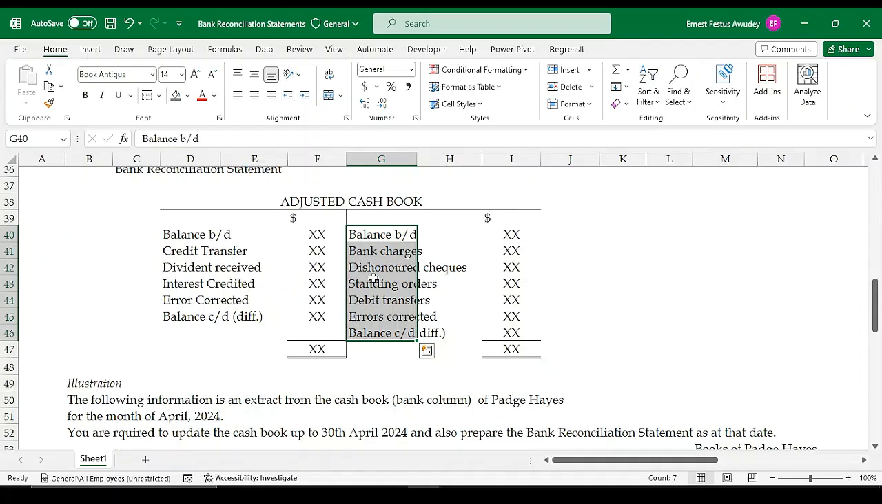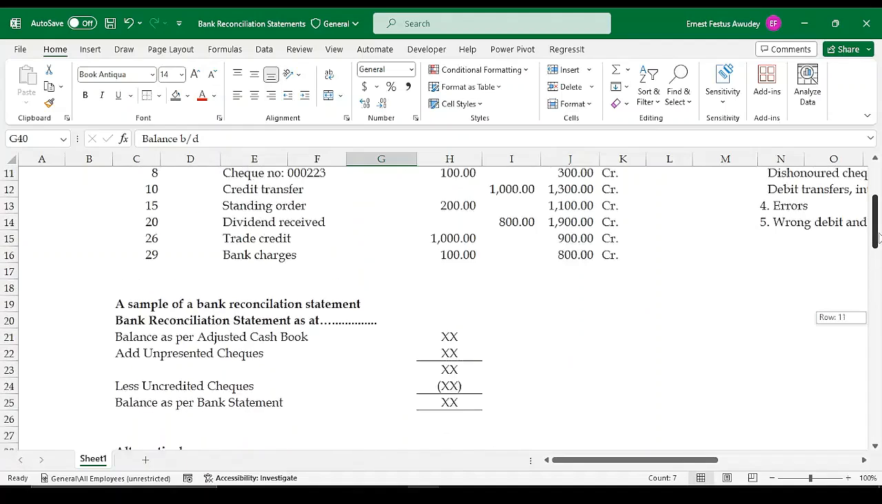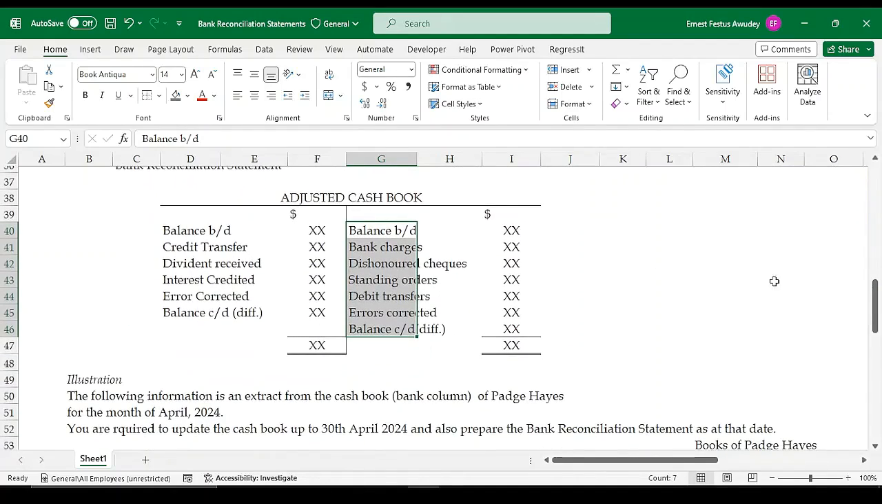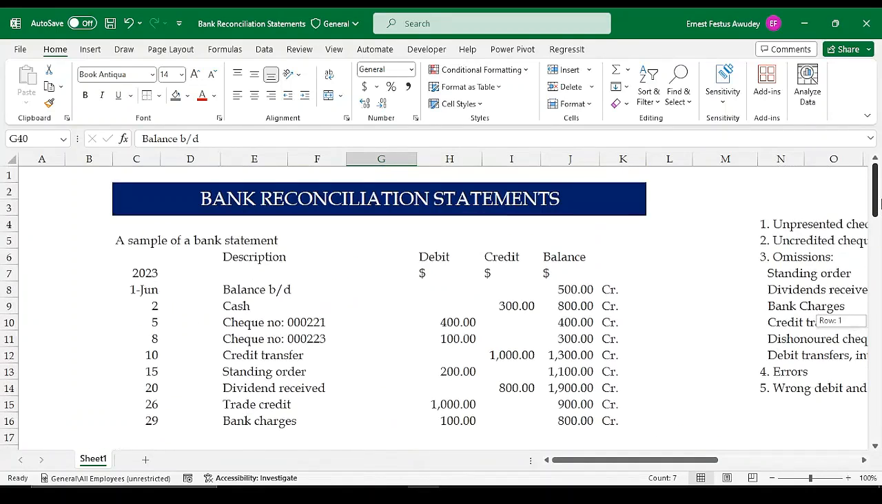When you come here as well, you see bank charges, dishonored checks, standing orders, debit transfers, and errors. Now, all of these should be appearing on the debit side of the bank statement. They are appearing on the credit side of the cash book. So as you can see, these are checks, and they could be checks for payments. We know that whenever we make payments, the cash book needs to be credited. And then we also have the bank charges here. As you can see, it is at the debit side.